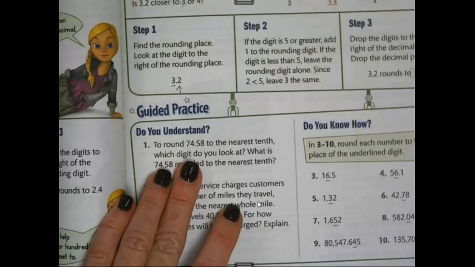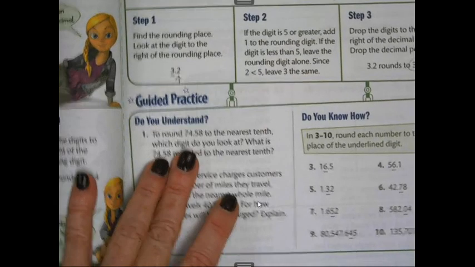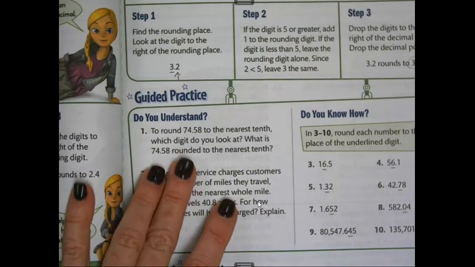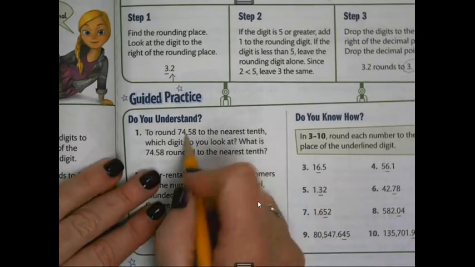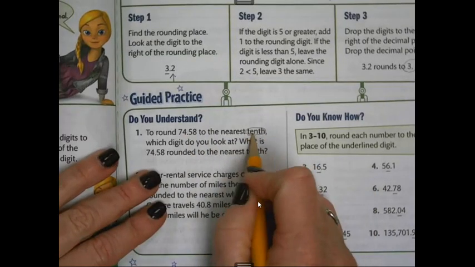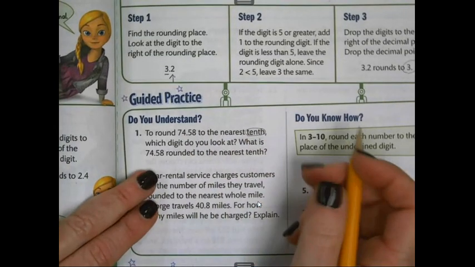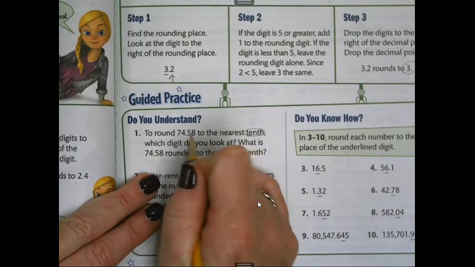To round 74 and 58 hundredths to the nearest tenth, which digit do you look at? What is 74 and 58 hundredths rounded to the nearest tenth? So we have a two-part question. Let's break it down. We're going to round it to the nearest tenth. So the digit in the tenths place is the 5.